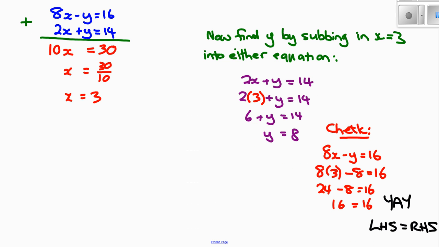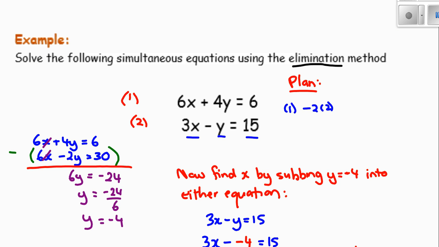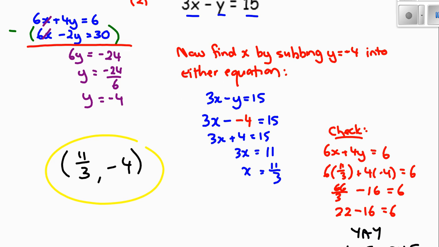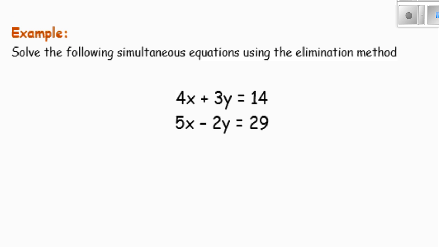Okay, so our final answer for this one was x was 3, y was 8. So don't forget to write your answer as coordinates. That's what we tend to do. Yep, so that one's done now. All good? Cool, let's do 2 more.